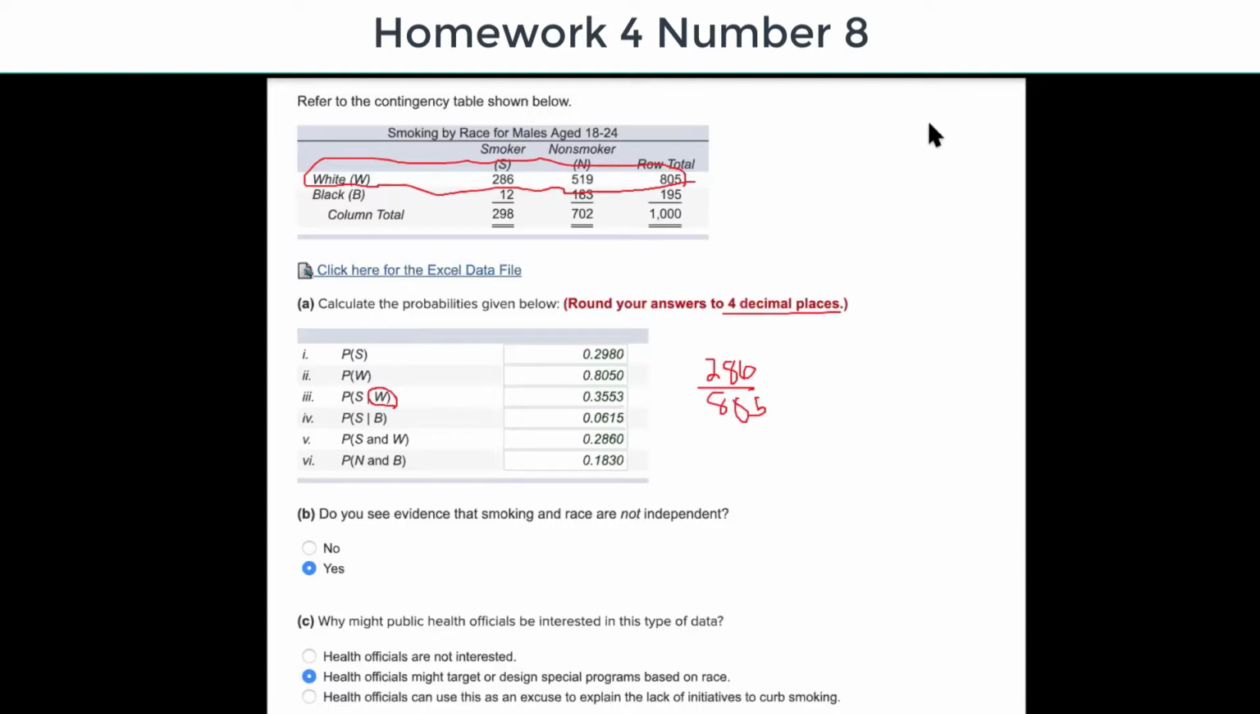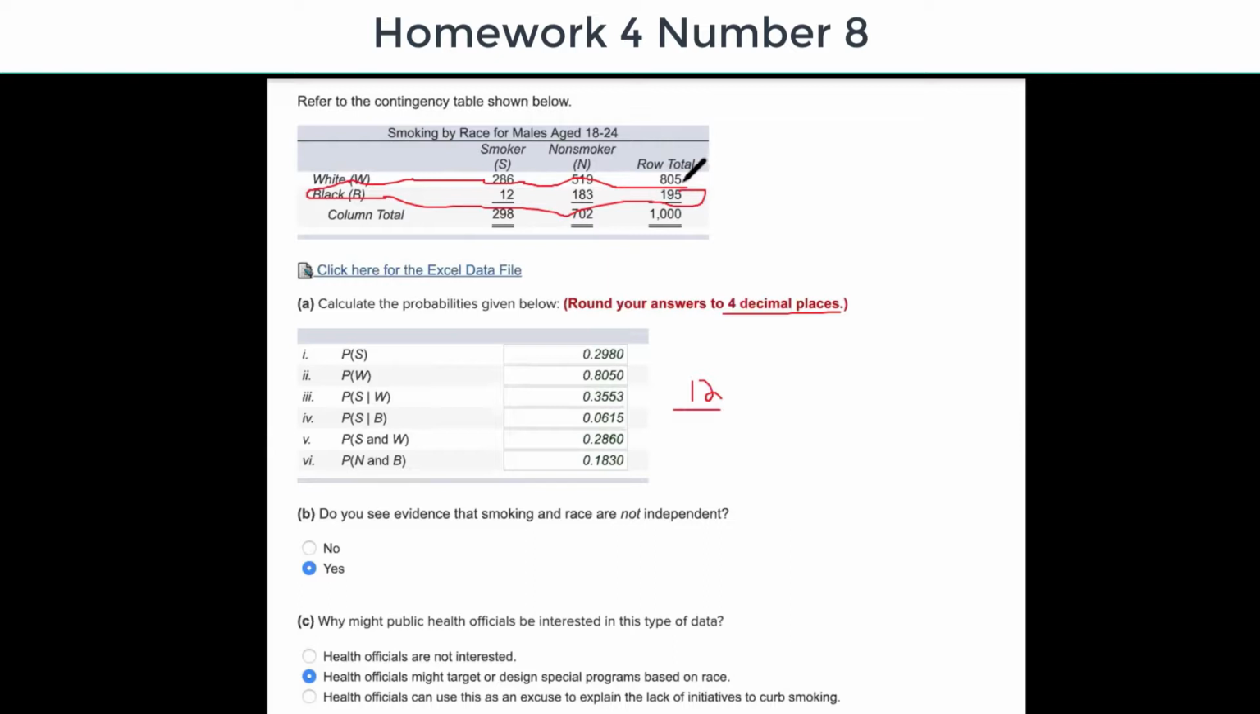Okay, now for the next one, let me just erase these. For the next one, we want the probability of a smoker given black. So again, I'm going to ignore the rest of the table, and I'm only working with this row, not looking at anything else. So in this case, smoker is only 12 of them.